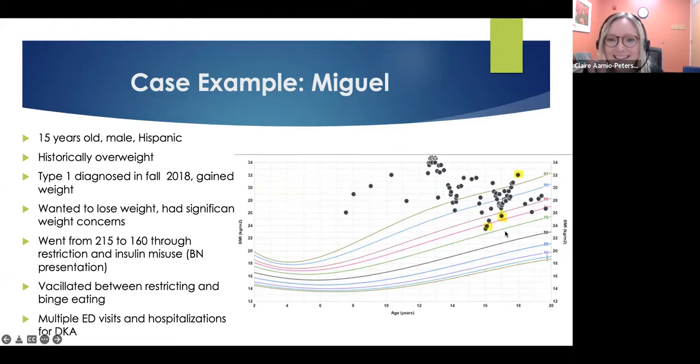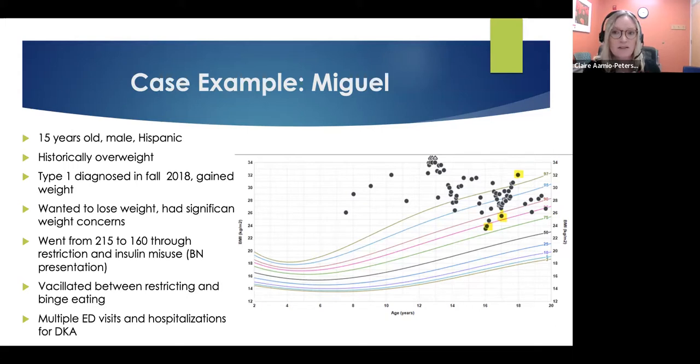The second highlighted point is the drop. He dropped weight from being off his growth curve down to about the 85th percentile. This was primarily done through a combination of restricting. He was on a keto diet. During the day he would restrict really heavily, eat very few foods, skip breakfast, eat a very small lunch and very small dinner, and then binge at night and omit insulin. That's how he achieved such a weight loss.